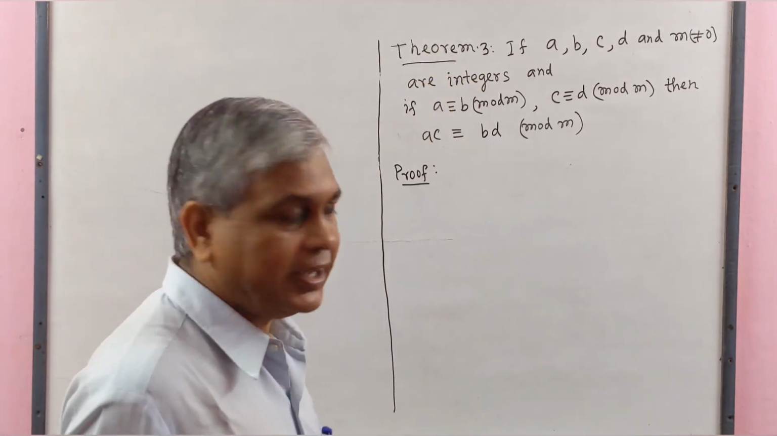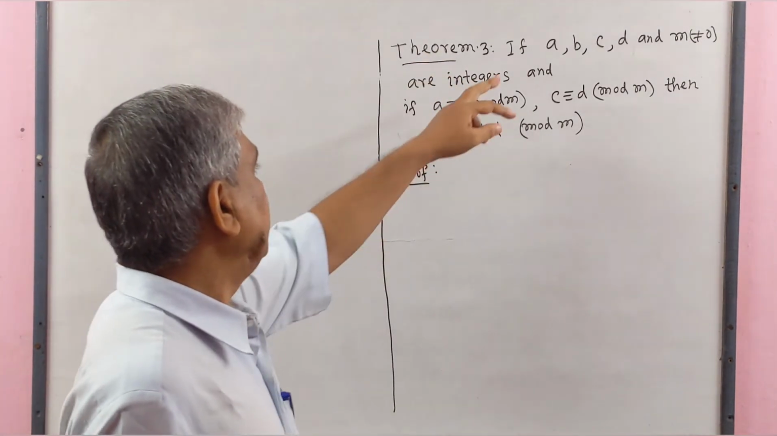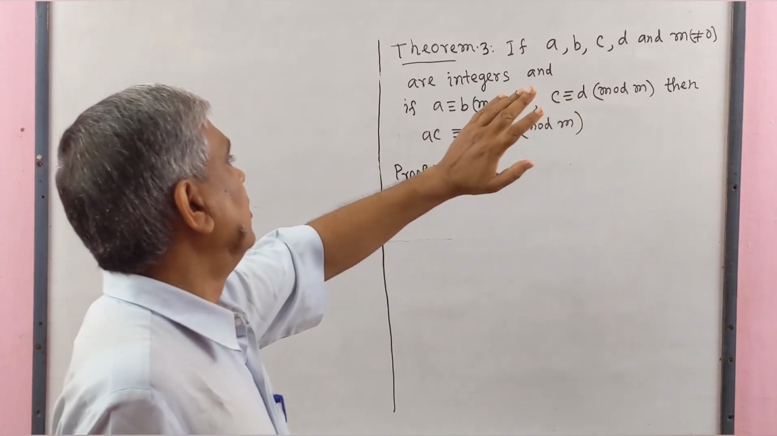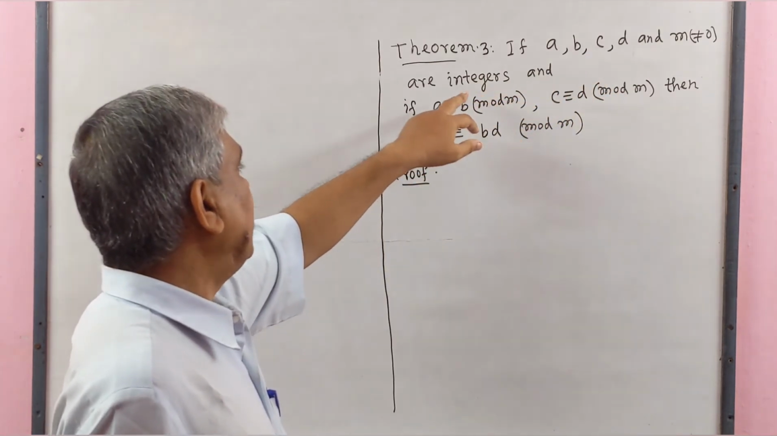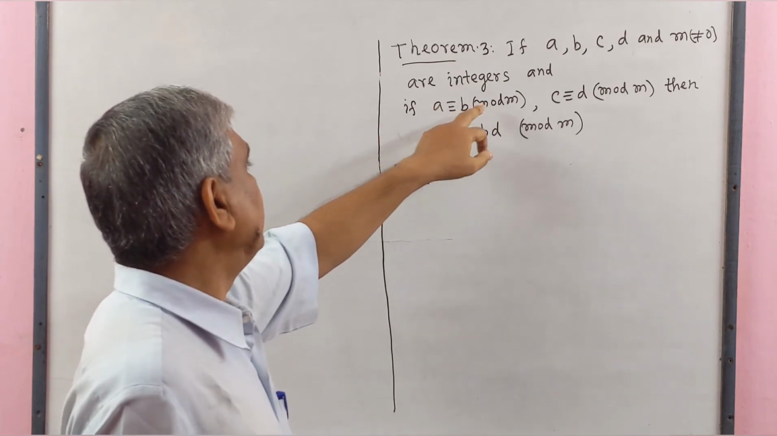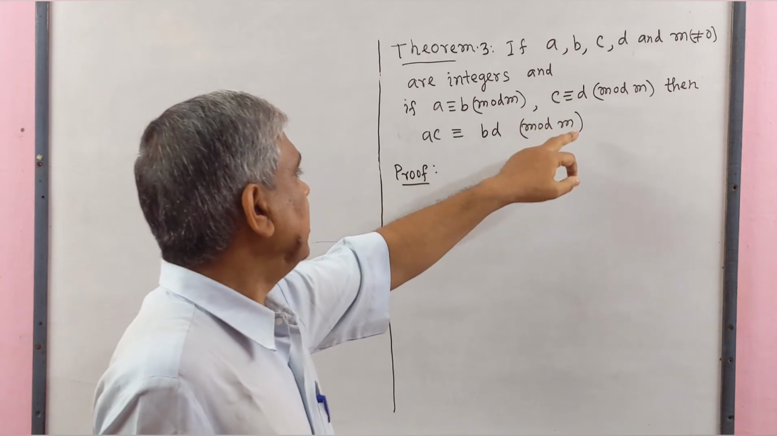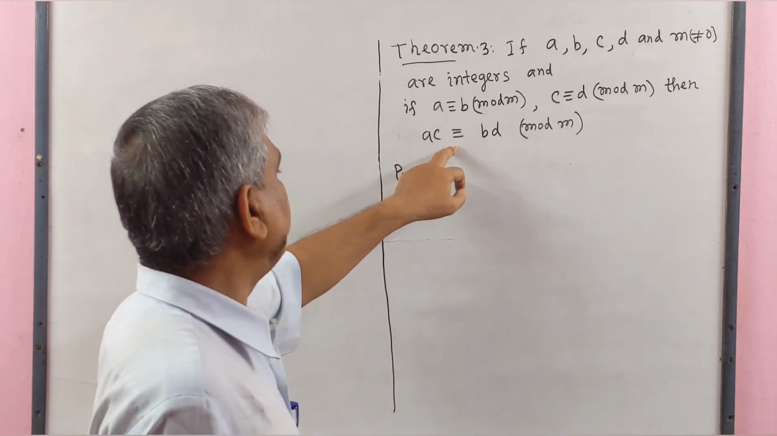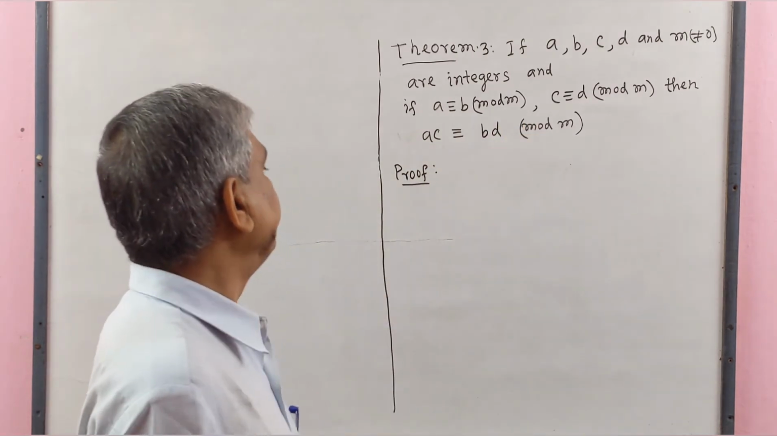Now we prove the next theorem. If a, b, c, d and m not equal to 0 are integers, and if a is congruent to b modulo m and c is congruent to d modulo m, then ac is congruent to bd modulo m.